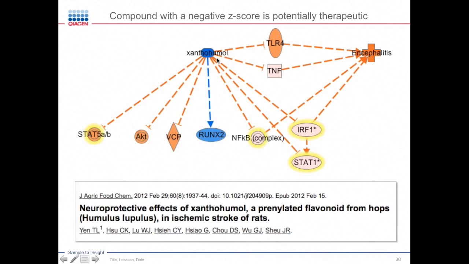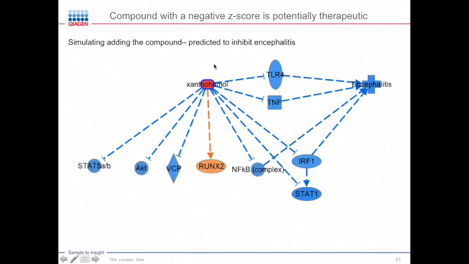But anyway, one thing you could do is say, well, okay, let's simulate what happens if we added xanthohumol. In the IPA, you can turn it around and make this red, meaning add this compound, and now you can see how it would theoretically inhibit encephalitis, or help stop it from happening or cure it. So this is the kind of thing you can do with this tool to find interesting possible therapeutic compounds.